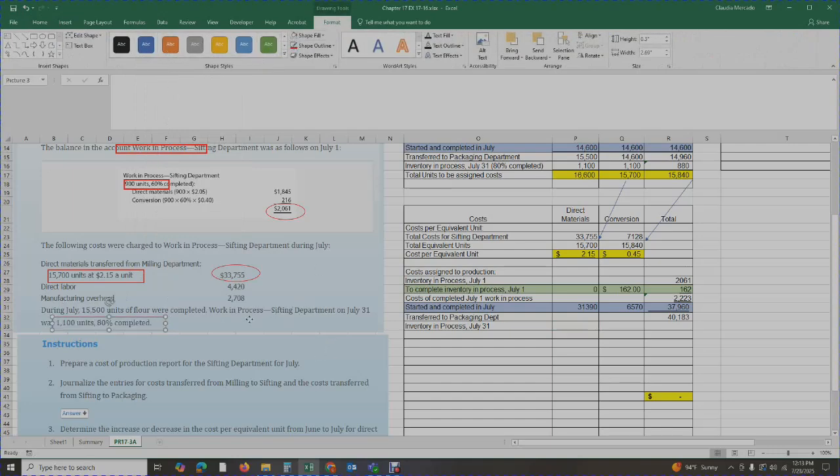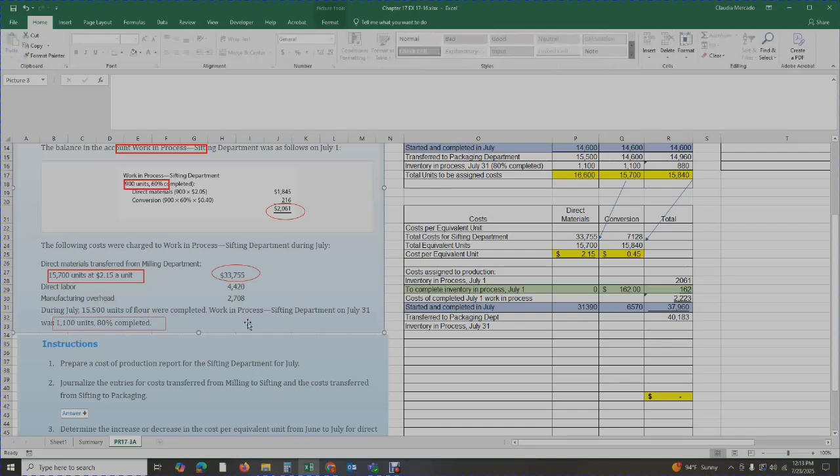Okay, so when did we start these units? In the month of July. When are we going to finish them? In August. Now we are focused right now on figuring out what are the costs that we're going to charge in the month of July for those 1,100 units that we started but we didn't finish.